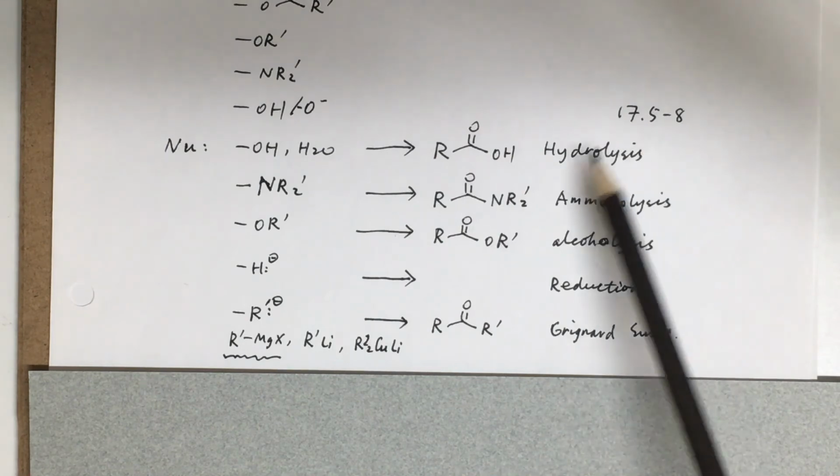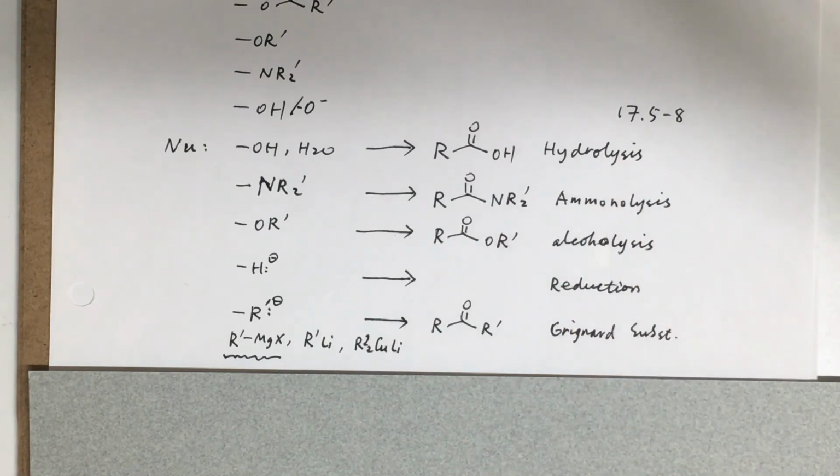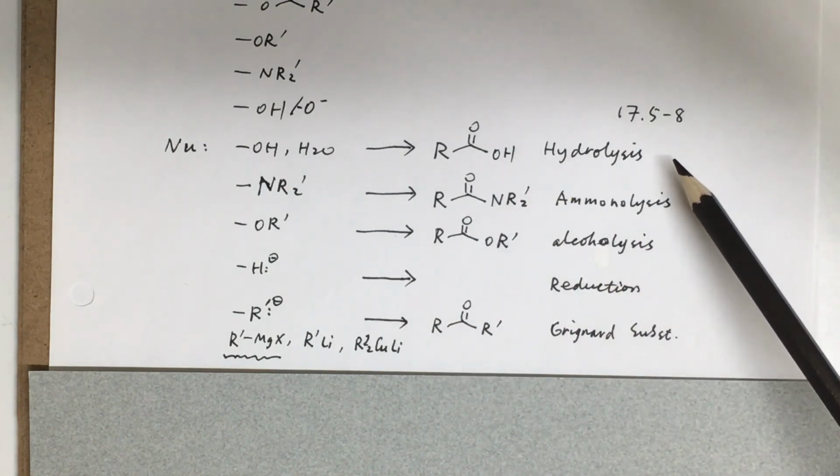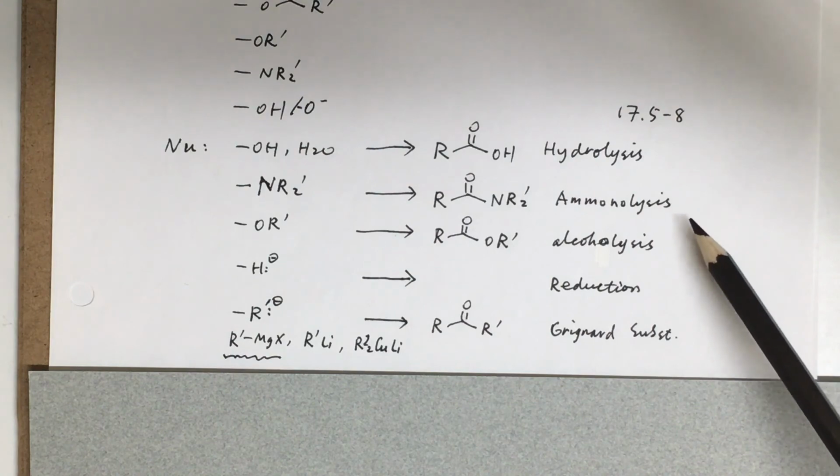Many of the reactions are summarized in sections 17.5 to 17.8 in your textbook. These materials are generally presented by the functional group of the starting material. So there is a section on acid halide, a section on anhydride, ester, and amide. When I'm discussing these topics, I'm discussing them by the corresponding product that's generated. So we're going to have a section on hydrolysis and a section on ammonolysis and so on.